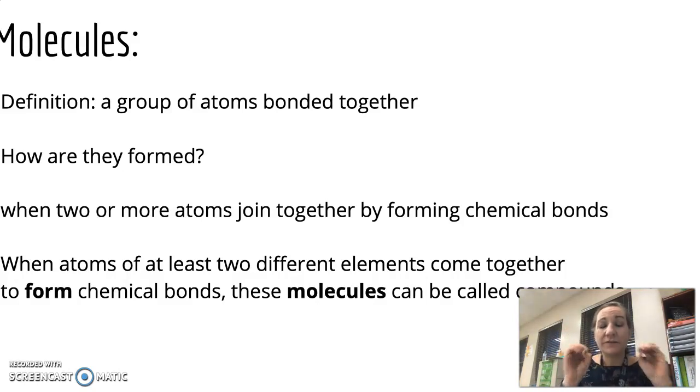When they're 2 different atoms, we call them a compound, like hydrogen and oxygen. When they come together, that would be a compound because they're 2 different. But when we have 2 of the same atom, that's what we refer to as a molecule.